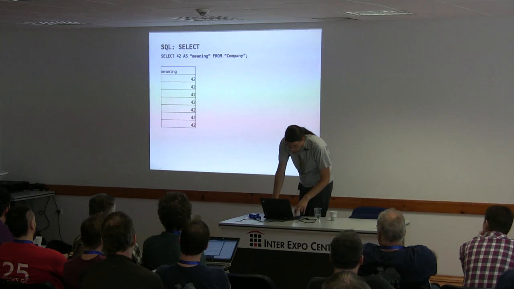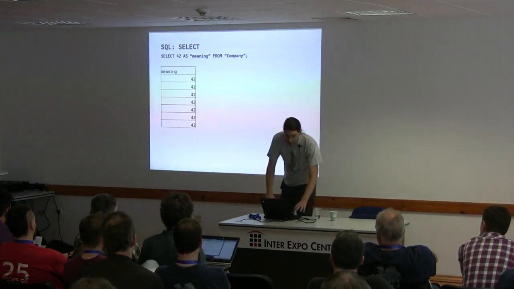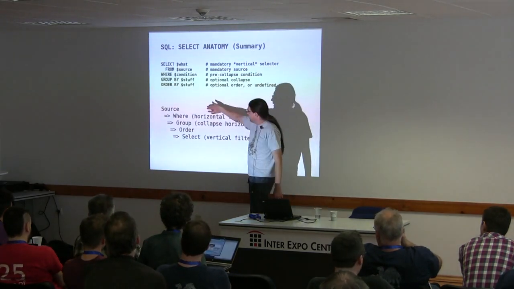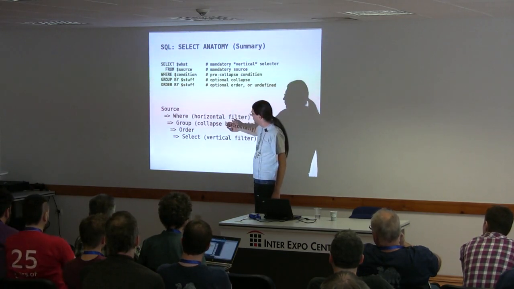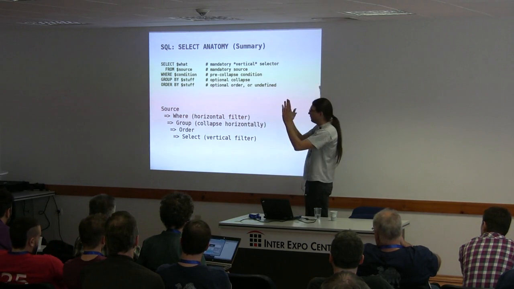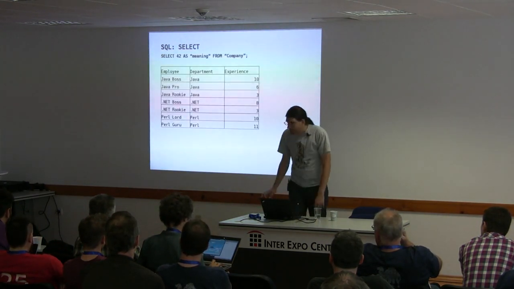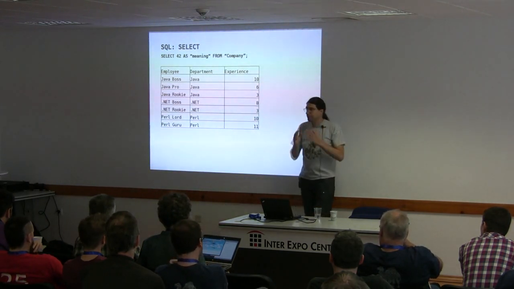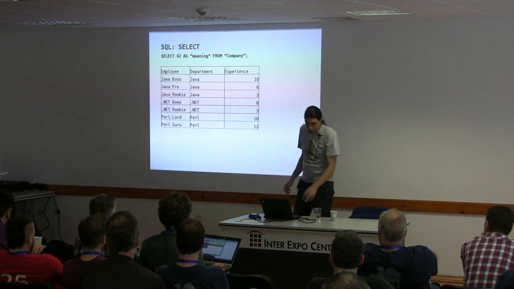Why? Because what happened is if we go back here, we got our source, which is our data. There is no horizontal filter. There is no group. There is no order. And then we applied our vertical filter to it. But our vertical filter in this case is simply don't select any columns at all, just get me 42 in every column. And that's why we got 7 times 42. And this is what it looks like.